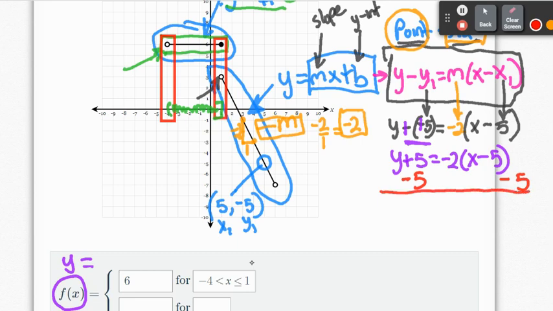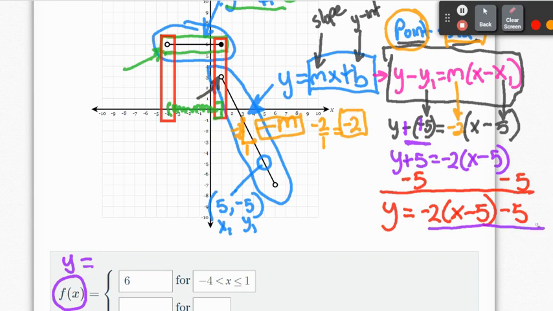When I do that, y is now isolated. Y equals negative 2 parentheses x minus 5. And then minus 5 goes on the back side because this is all written as a product. Minus 5 just hangs out in the back. And I have now isolated the y.